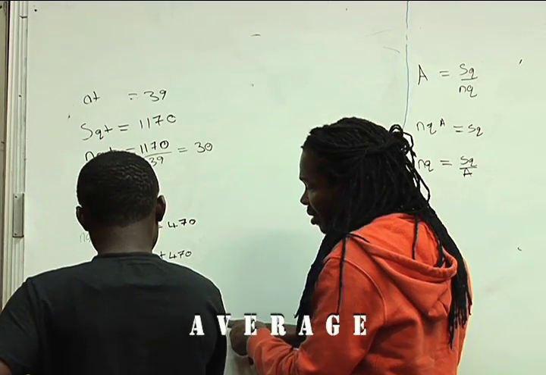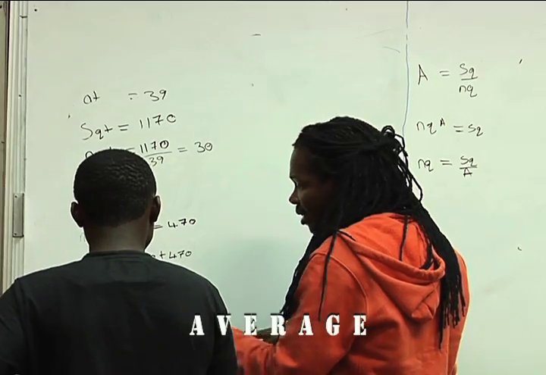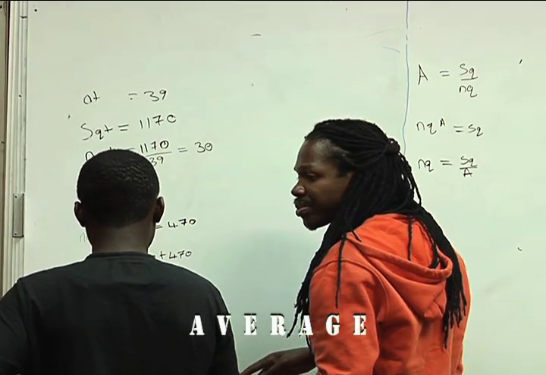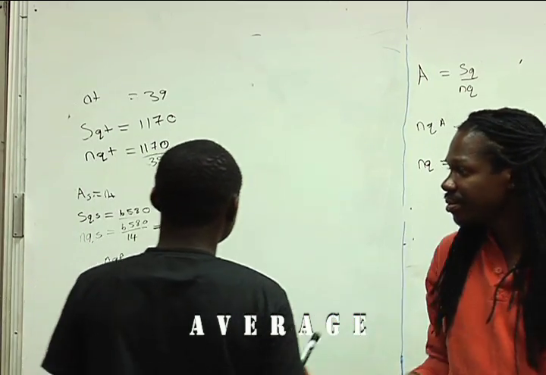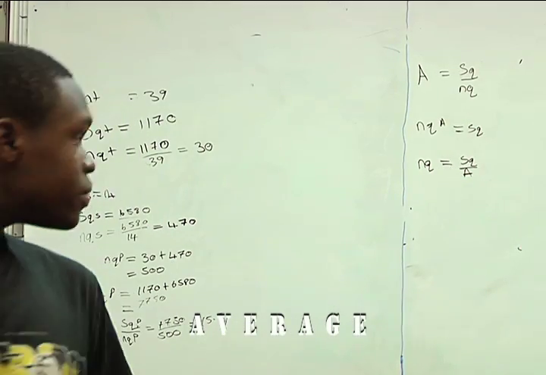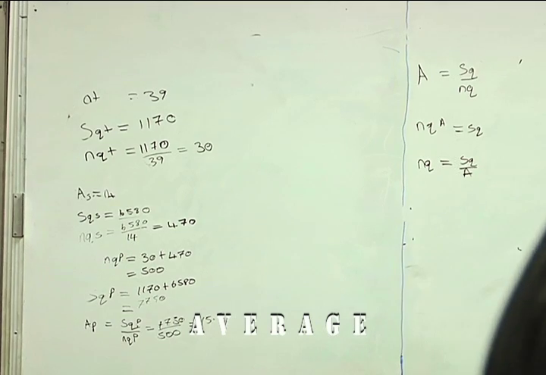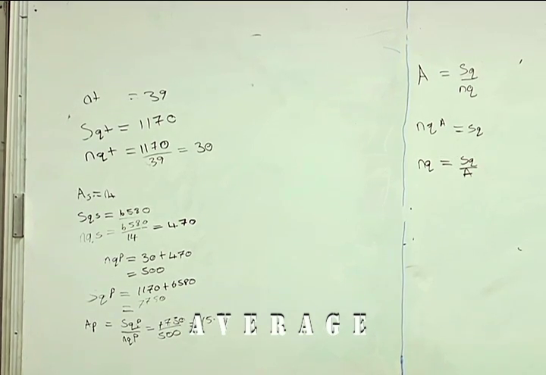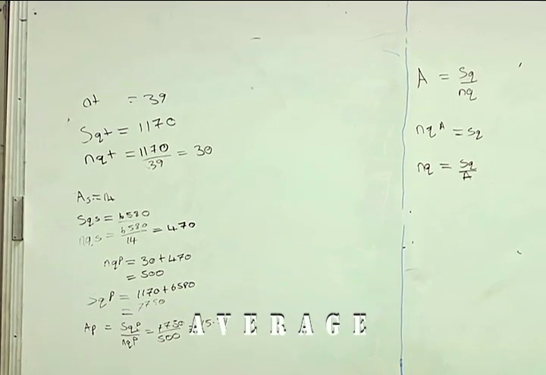So if we divide it, because the average equals SQ over NQ. You see? You understand? Hold it. How much do you get? 2.7.